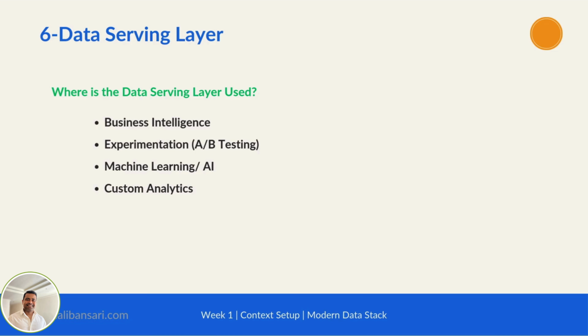So, where is the data serving layer used? Mainly business intelligence, machine learning, custom analytics, and experimentation. Business intelligence makes data available for dashboards, reports, and visualizations. Machine learning uses data for training models and making predictions. Custom analytics: as per different business requirements, we sometimes need custom analytics, so this data can be used for that. And experimentation.